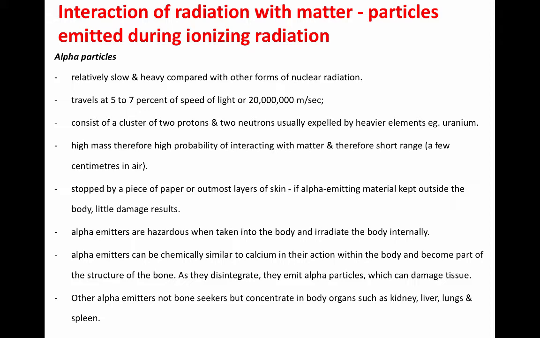Alpha particles are stopped by a piece of paper or the outermost layers of skin, and if the alpha-emitting material is kept outside the body, little damage results from these particles. Alpha emitters are hazardous when taken into the body and irradiate the body internally. Alpha emitters can be chemically similar to calcium in their action within the body and become part of the structure of the bone, remaining there for long periods of time. As they disintegrate, they emit alpha particles which can damage tissue.